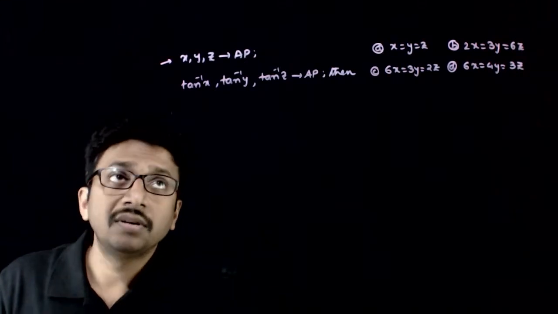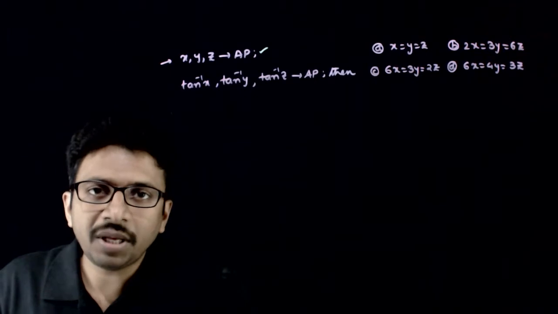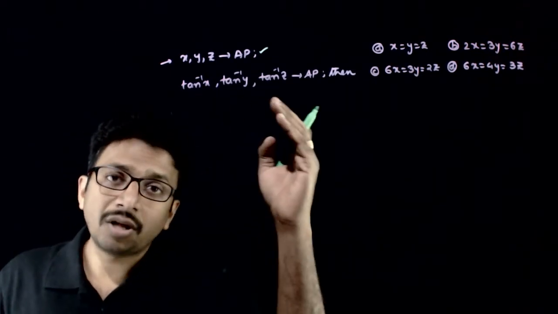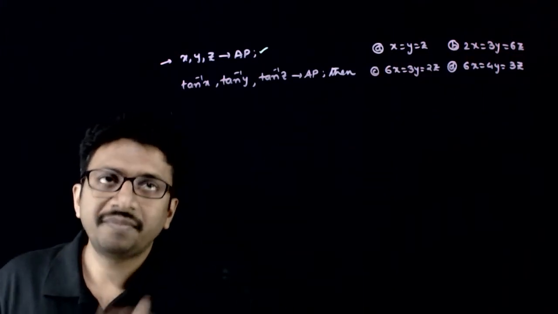So welcome students. In this question, you're given that three numbers x, y, z are in AP and tan inverse x, tan inverse y, tan inverse z are also in AP. If that is so, what is the relation between x, y and z?